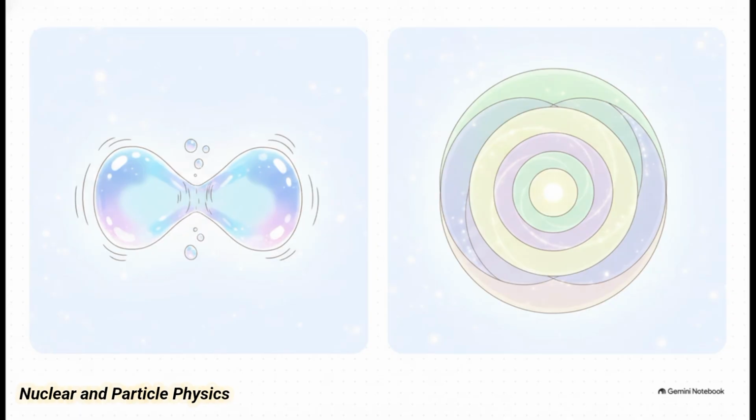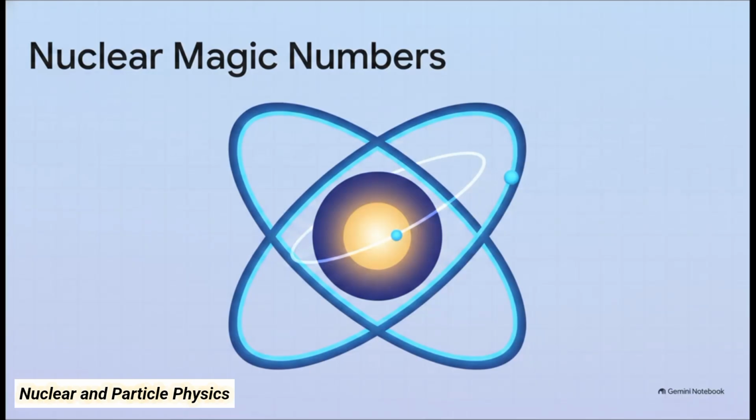To explain that, we need the single particle shell model, which treats nucleons as moving independently within a central potential well. This leads us to something super cool, magic numbers. Experimentalists noticed that nuclei with specific numbers of protons or neutrons, like 2, 8, 28, or 50, were exceptionally stable. The shell model explains this beautifully through something called spin-orbit coupling.